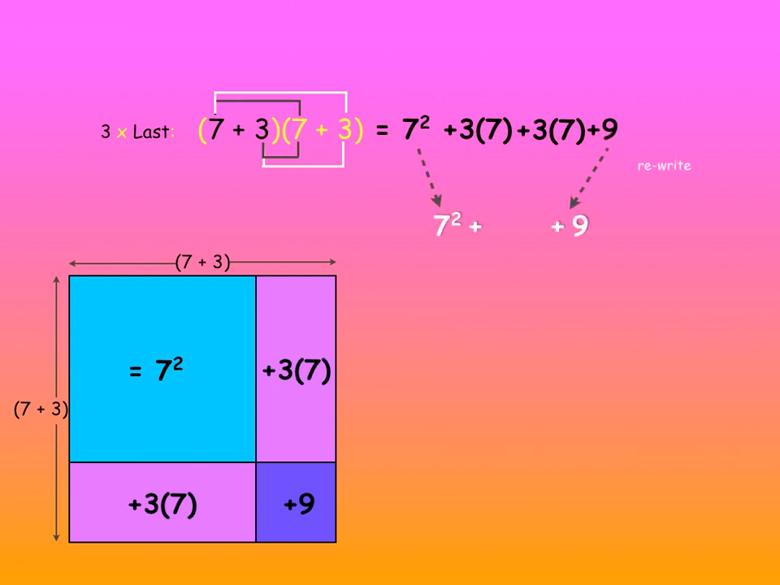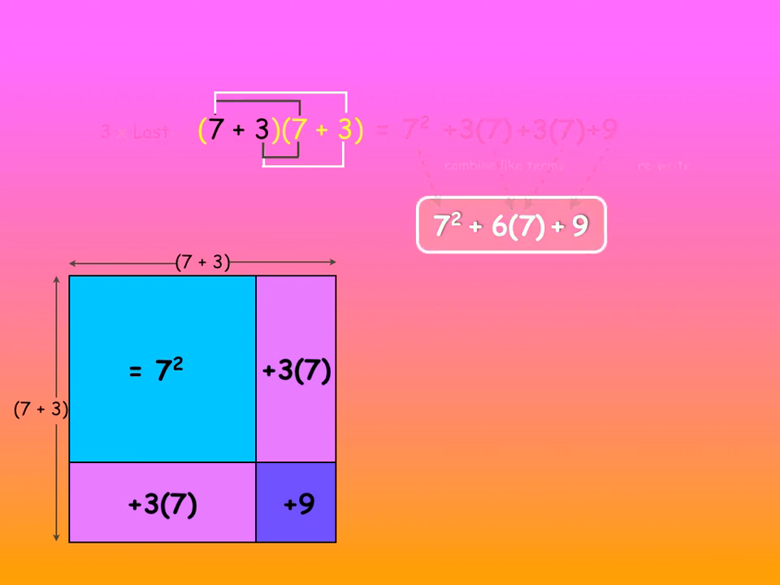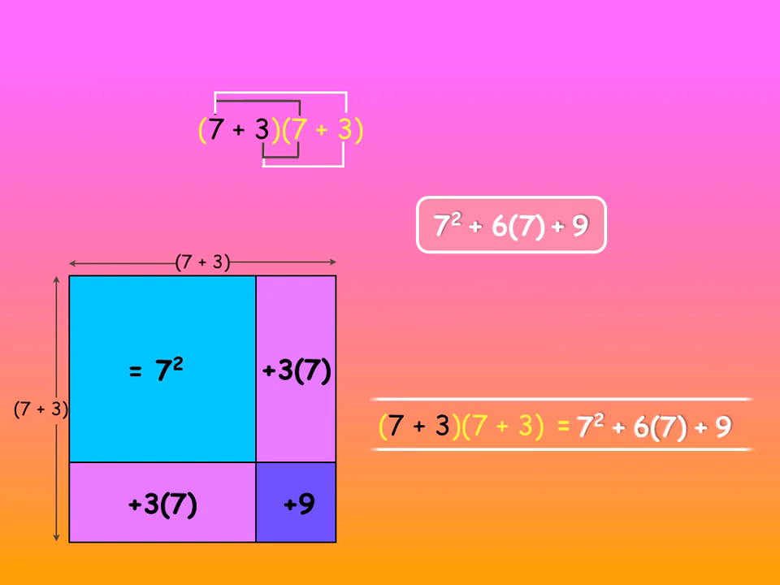Rewrite. Combine like terms. Let's see if you get this one. Plus 6 times 7. Yes. And now we'll make the equation 7 plus 3 times 7 plus 3 equals 7 squared plus 6 times 7 plus 9.